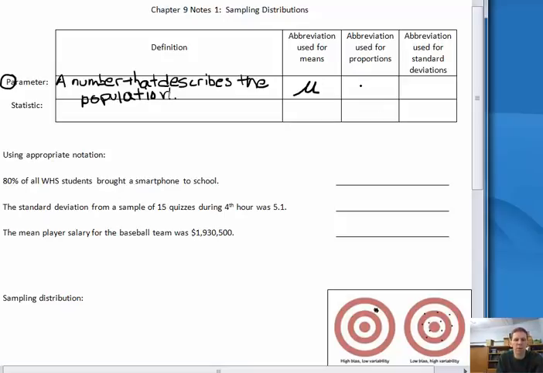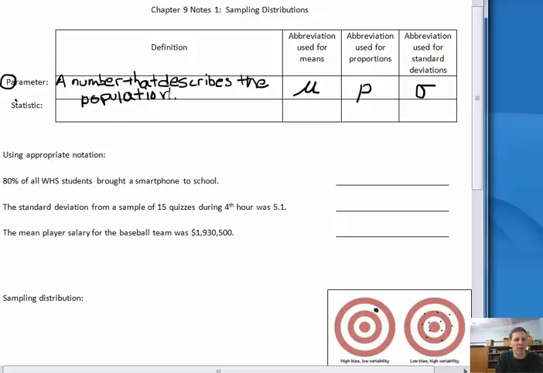For proportions, we use the abbreviation lowercase p to stand for a proportion. So if we're talking about the proportion of all pennies that were minted after the year 2000, we'd use p if we're talking about all pennies. For standard deviation, we use this notation, sigma. So we've got a Greek letter that we use for an abbreviation for a population mean, and a Greek letter that we use for a standard deviation of a population.